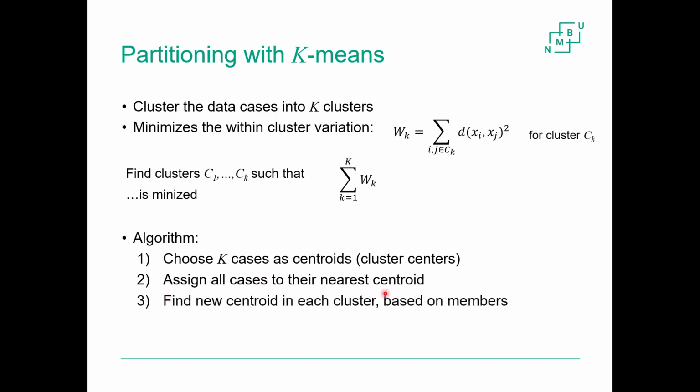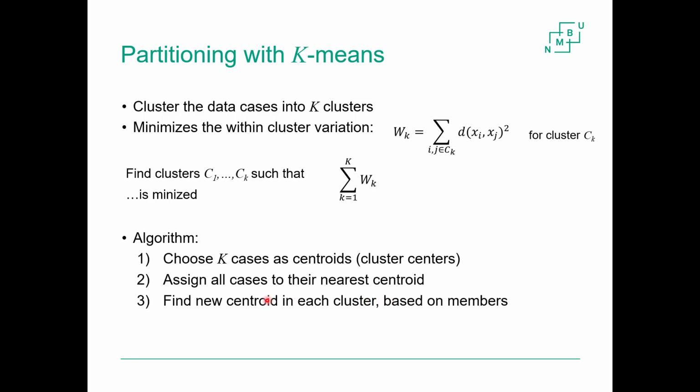Then once you have done this assignment, you recompute the centroid in each cluster based on the members, and this then becomes the average member of the cluster. This typically changes the location of the centroid a little bit, because we started out by choosing it randomly and then we assign members to it, but these members are not scattered entirely symmetrically around this centroid. It's not like they are in a circle around it. So the center of the centroid will now change a little bit depending on the members of the cluster.